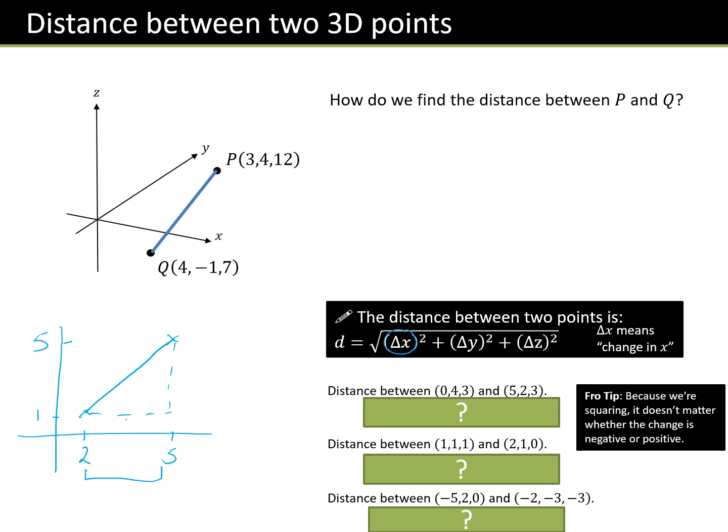So 5 minus 2, that's going to be 3. The distance vertically is going to be 4, and I've got my Pythagorean triple again, so the length of that line is going to be 5.